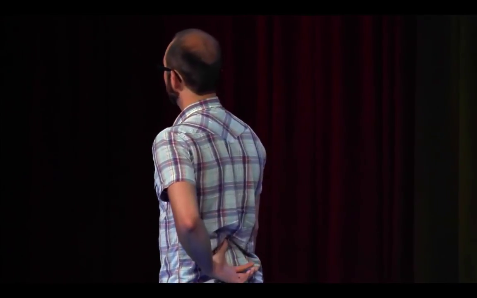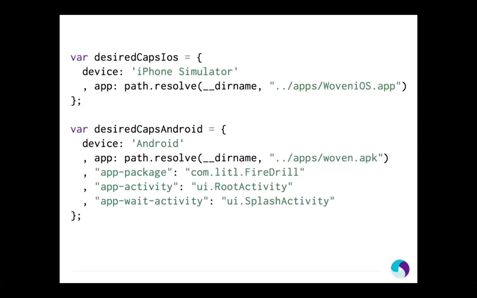Let's look at some of the code that is going to be involved in the demo. So in this slide, I have a couple sets of desired capabilities. And by the way, we're in JavaScript for this demo. If you're not familiar with Selenium, desired capabilities are ways of telling the server what sort of thing you want to automate. So in this case, we have desired capabilities for iOS, and we're saying that we want the iPhone simulator device. And for Android, we want Android. And then we have to say what app we want to automate. So we can literally just pass a path to the precompiled application.